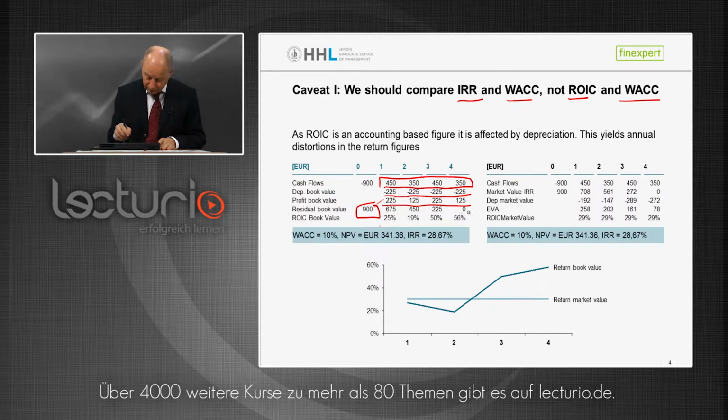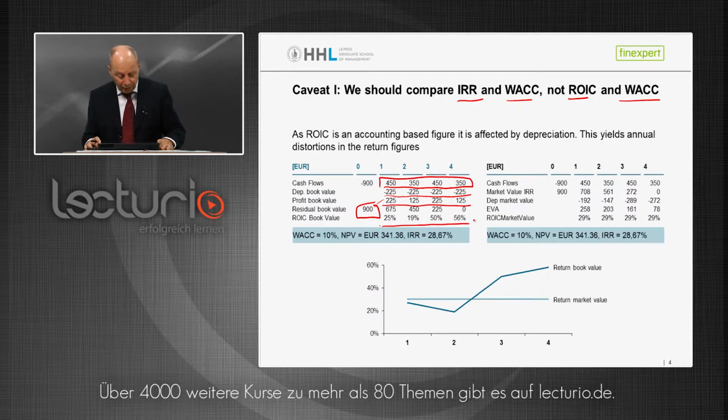Let me just highlight this a bit better. Then we get this development of our ROIC. You see that our ROIC based on the book values is widely going up and down, from 25 down to 19, up to 50, and then to 56.